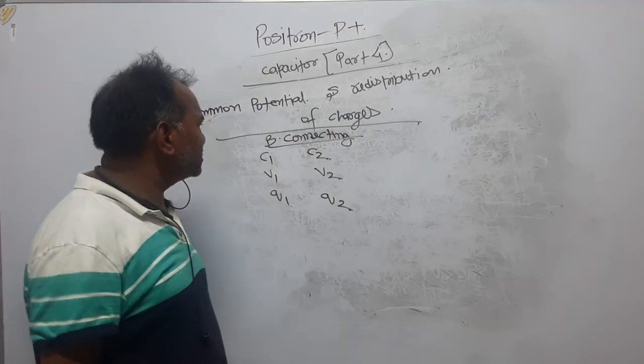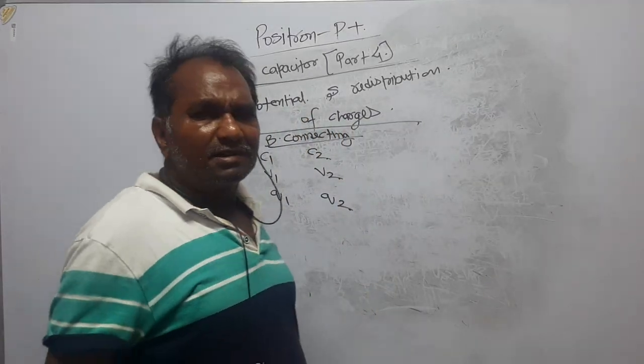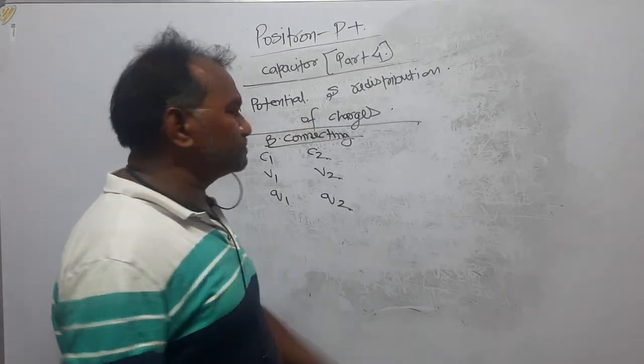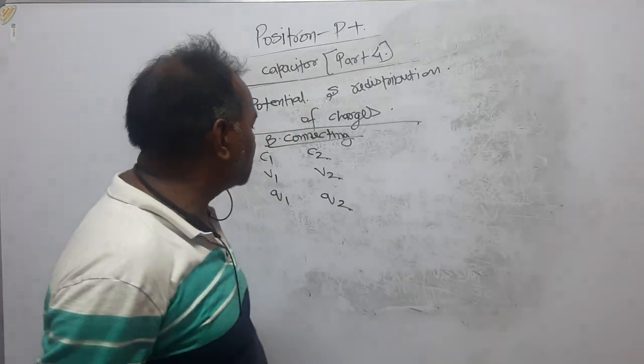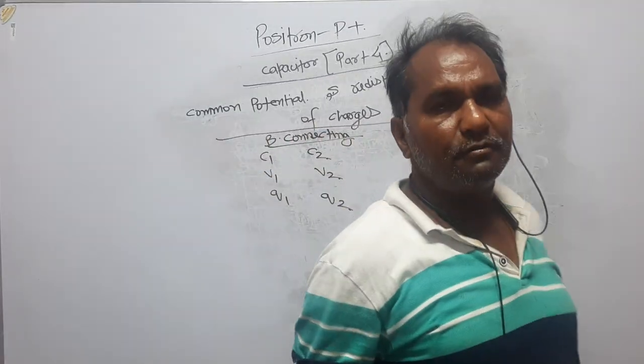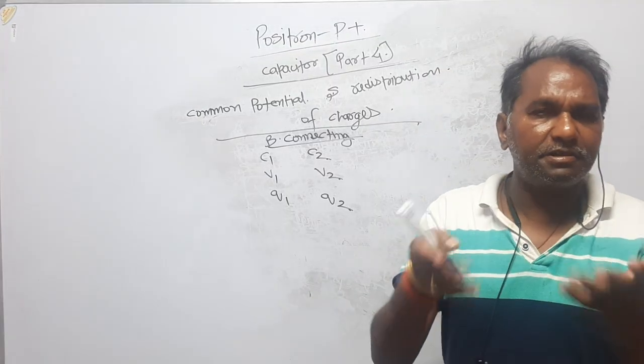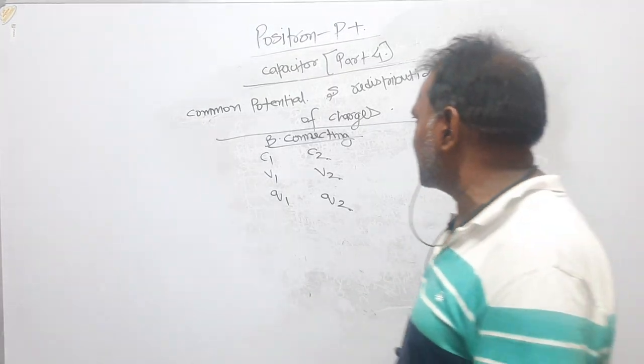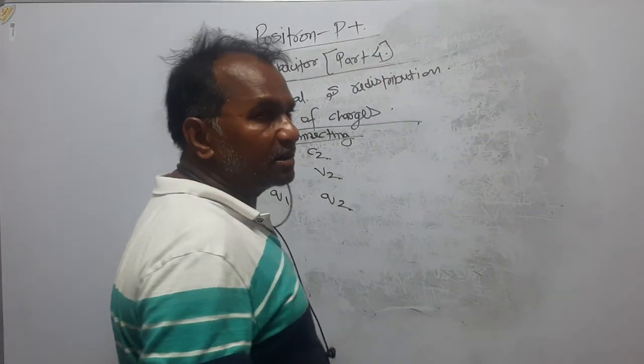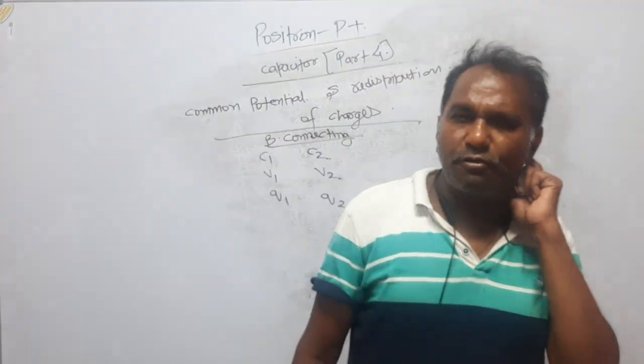Now, dear students, I have considered two independent capacitors having capacitances C1 and C2, potentials V1 and V2, and charges Q1 and Q2. Now they are connected to each other. What happens when they are connected? The charge will be redistributed. I have told you that.